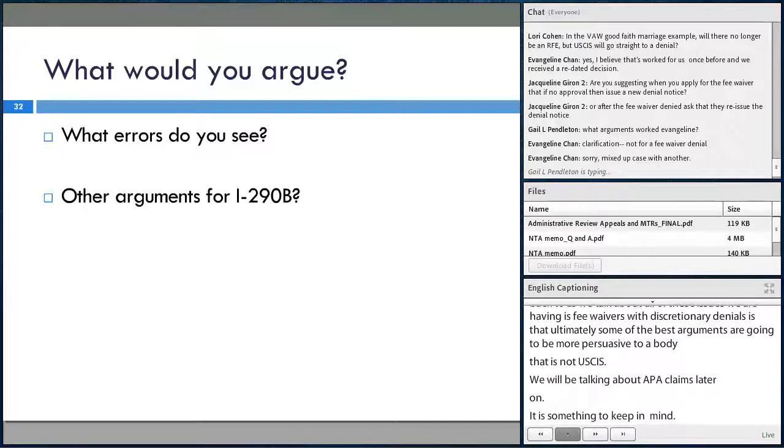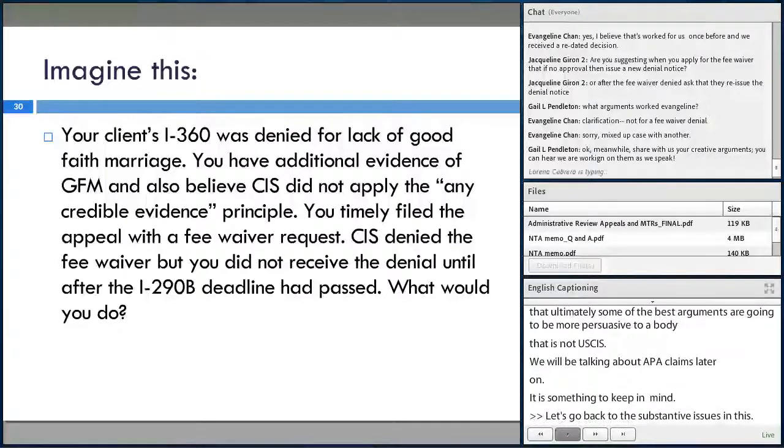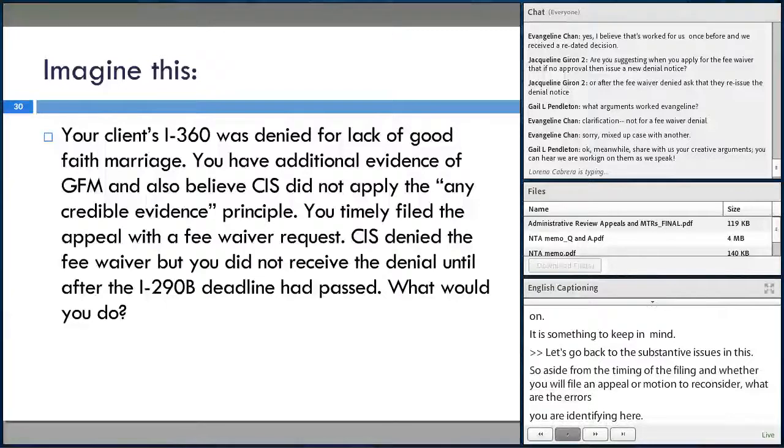Great, thank you. Okay, so all right, let's go back to the substantive issues in this hypo, right? And so aside from the timing of this filing and whether you're going to file an appeal or a motion to reconsider or reopen, what are the errors that you're identifying here? So your I-360 was denied for lack of good faith marriage. You do have additional evidence of good faith marriage, but you also think that USCIS didn't apply the any credible evidence principle, right?